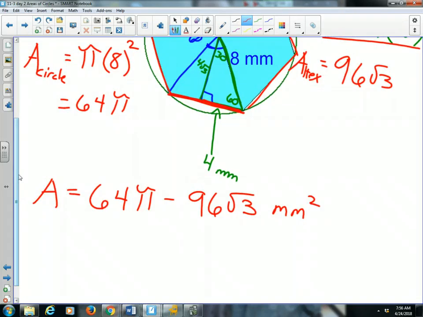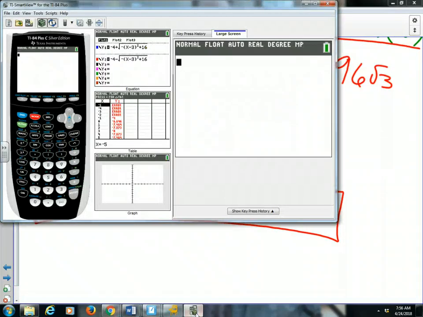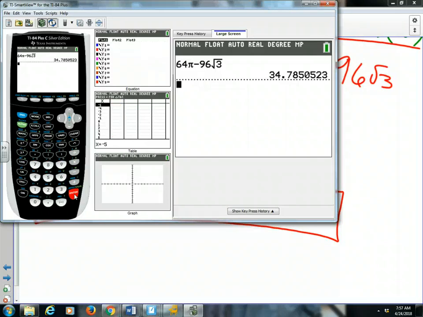Millimeters squared. And on a test, it's very likely that I would accept this because this is your exact answer. It's also very possible I'm going to want you to approximate. So 64 pi minus 96 root 3. 64 pi subtract 96 square root 3. And that is approximately 34.79 units.